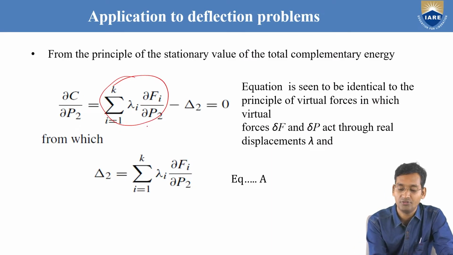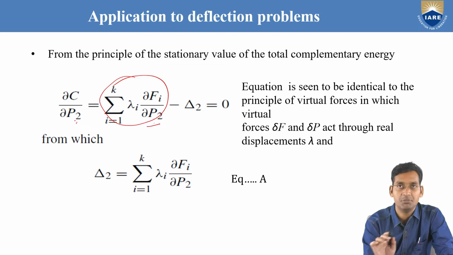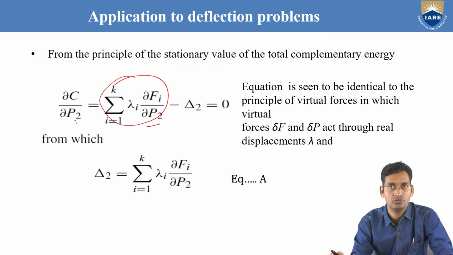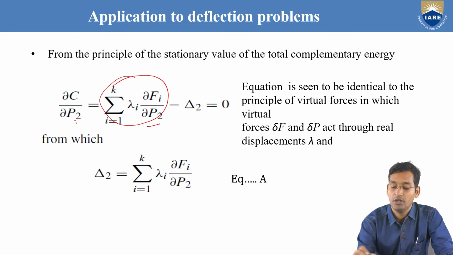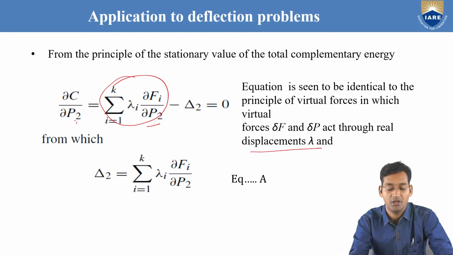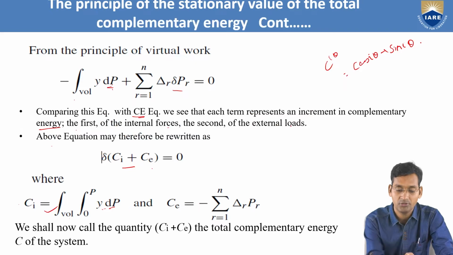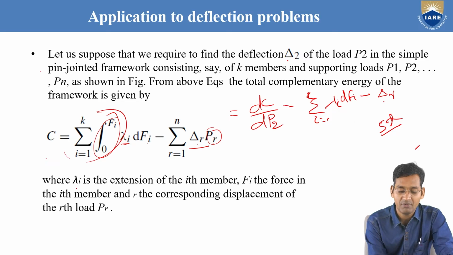So now we have the differentiation, and we are finding delta 2. With respect to delta P2, delta P2 will be there here also, minus delta 2 equals 0 for equilibrium. We have already seen that this should be equated to 0 from the principle of energy conservation. Now this equation is identical to the principle of virtual forces, in which virtual forces dou F and dou P act through the real displacement lambda. We already saw that this is similar to the complementary energy one, where lambda is the extension of the member.